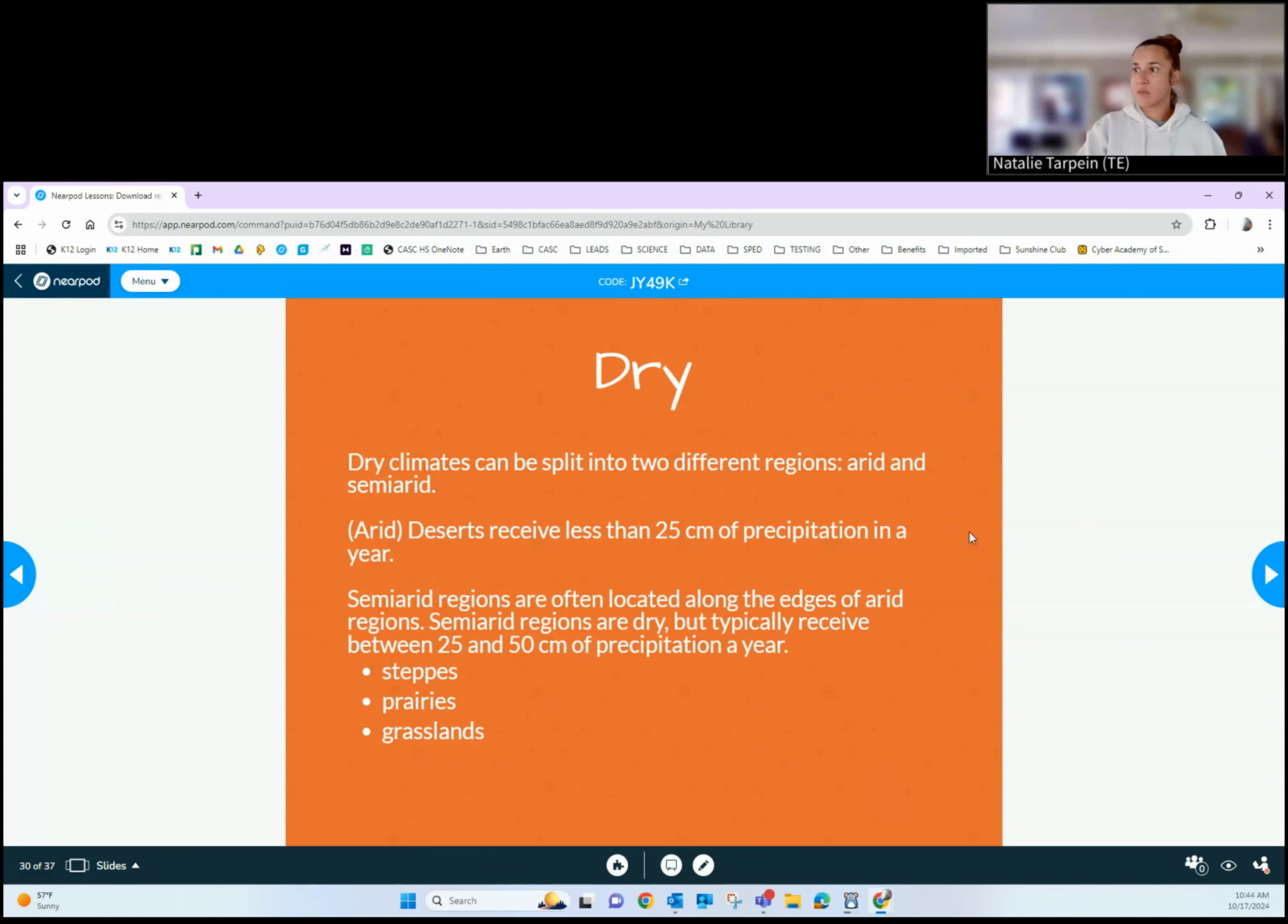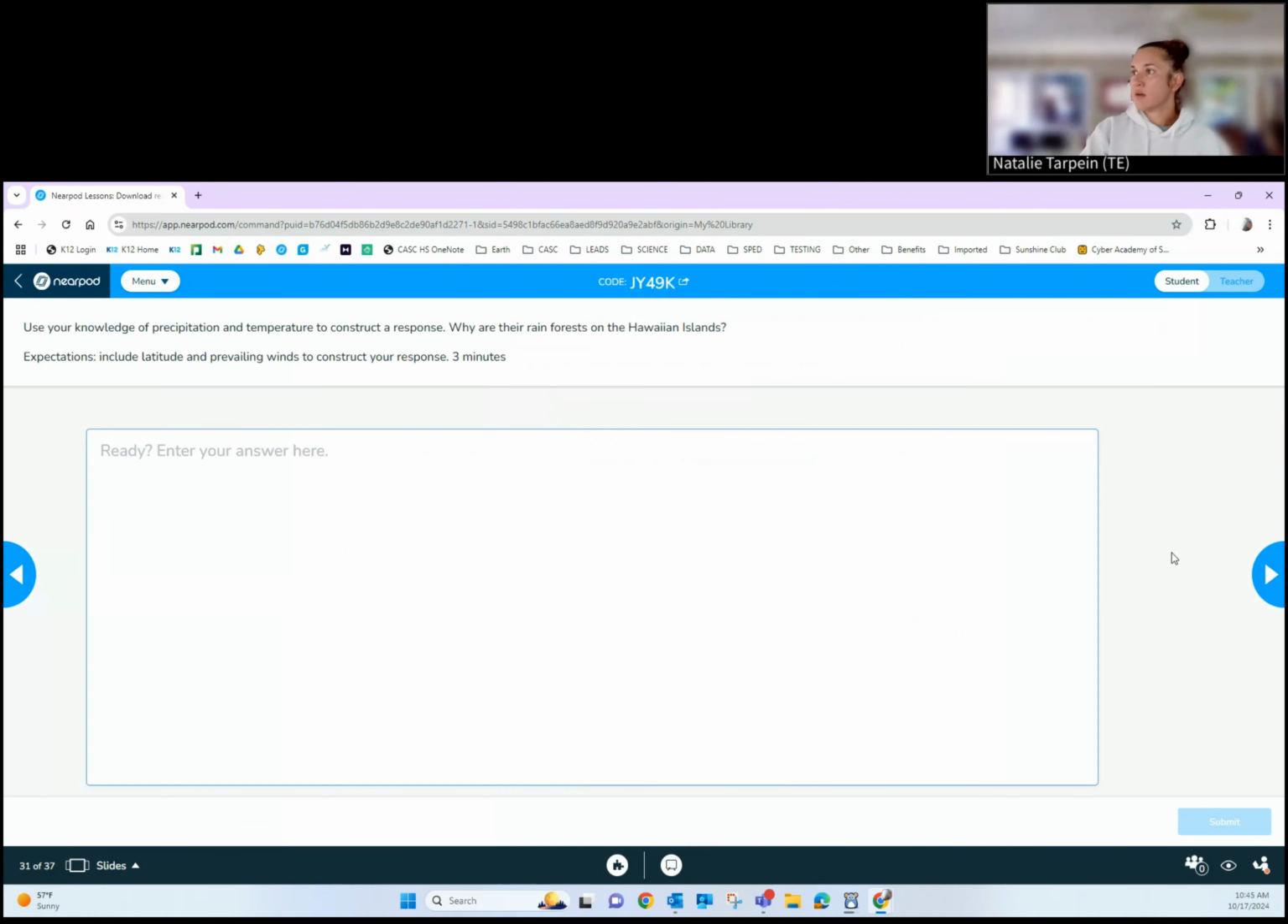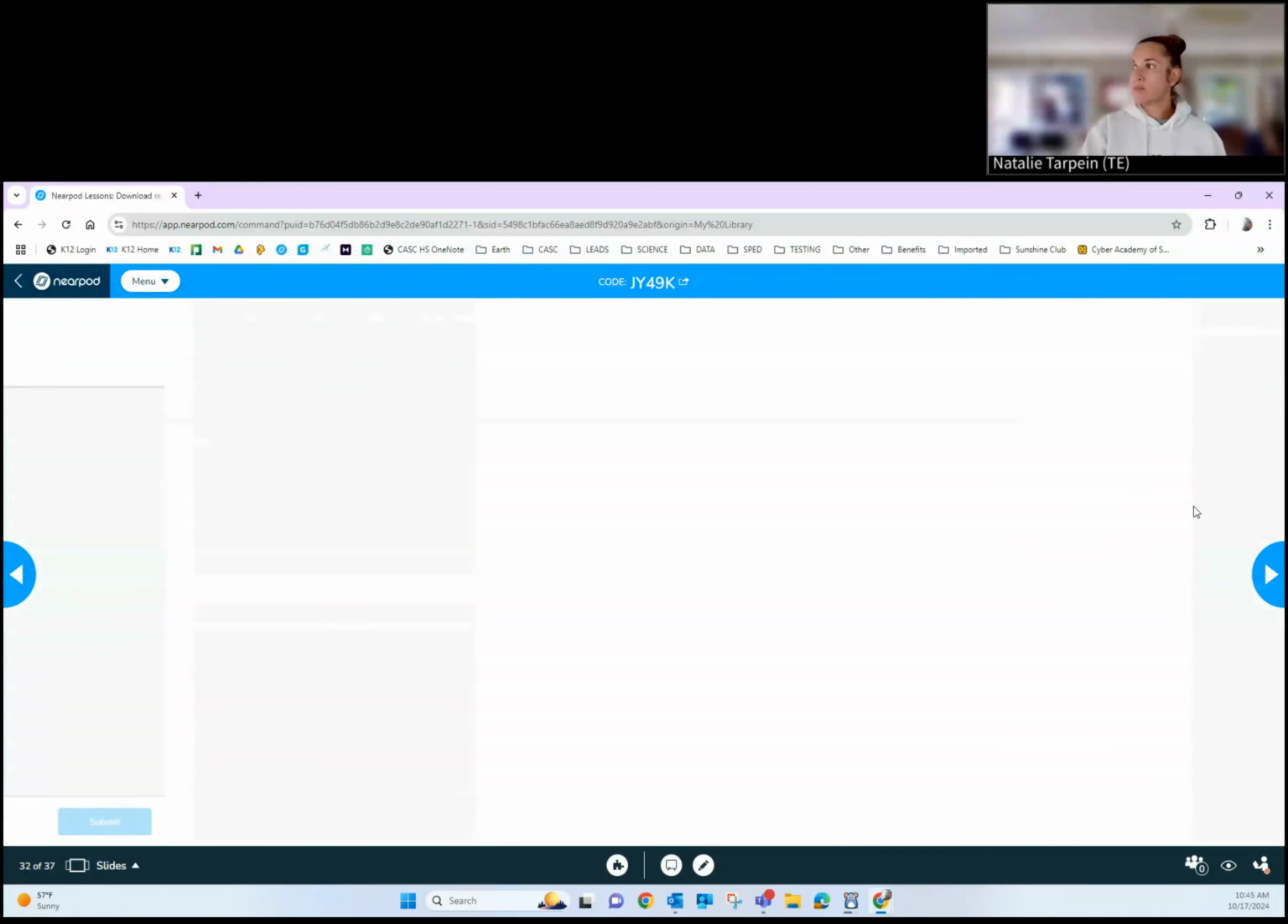Okay, and then dry climates are going to be things like deserts. So arid means dry. Deserts get less than 25 centimeters of rain, or precipitation, per year. Semi-arid regions are usually located on the edges of those arid regions. So still dry, but a little bit more rainfall. For example, steppes, prairies, and grasslands are the types of ecosystems that are classified as semi-arid. And go ahead and answer that one.